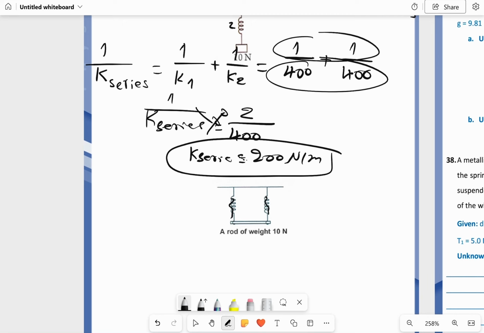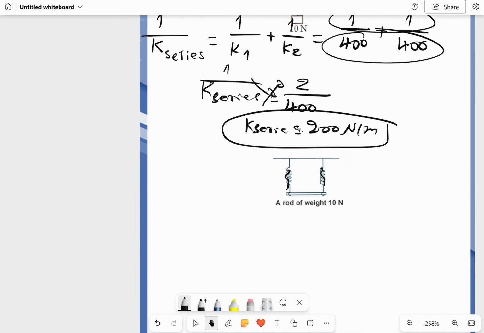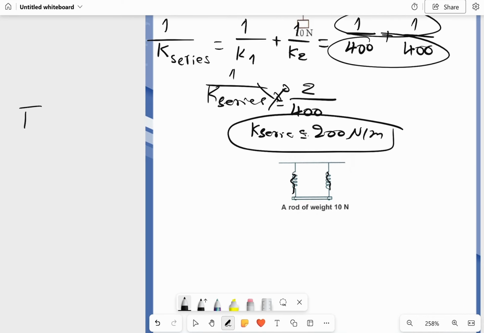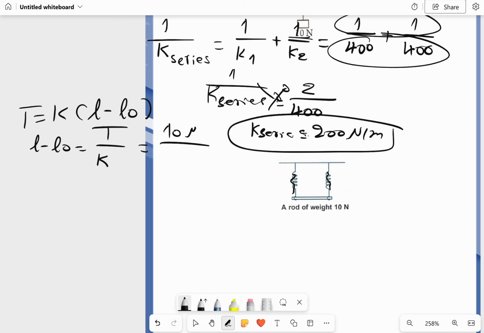Now it says calculate elongation. Very easily, you can say tension is equal to K multiplied by elongation. Then elongation will be tension divided by K. Then you have tension, which is equal to 10 Newton. It's written here. So 10 Newton divided by 200, you have 0.05 meter. This is for the first one.